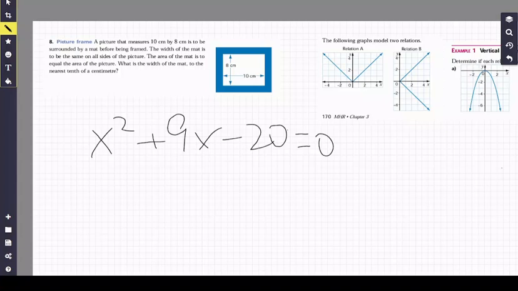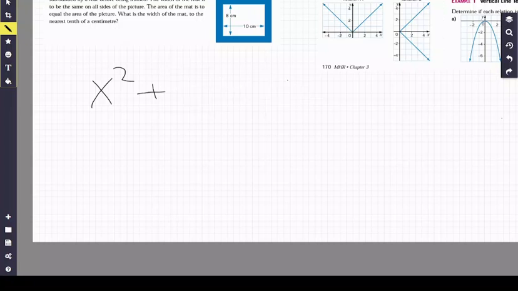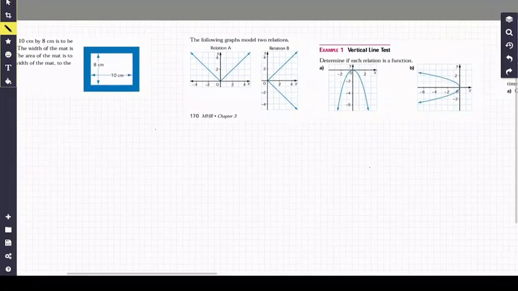But what happened was that I didn't pay enough attention to the question. The question says to the nearest tenth of a centimeter. What does that mean? It means we needed to do some rounding. So this equation, if we solve it using the quadratic formula, we would have gotten an actual answer. So at the end of the day, that was a quadratic formula question, not a factoring question. So I thought it the easy way, but I guess I was wrong.